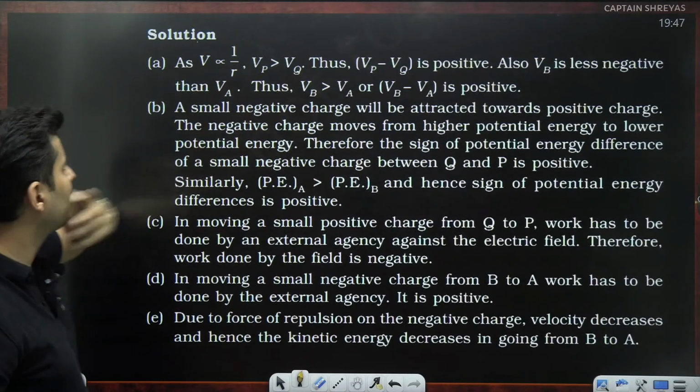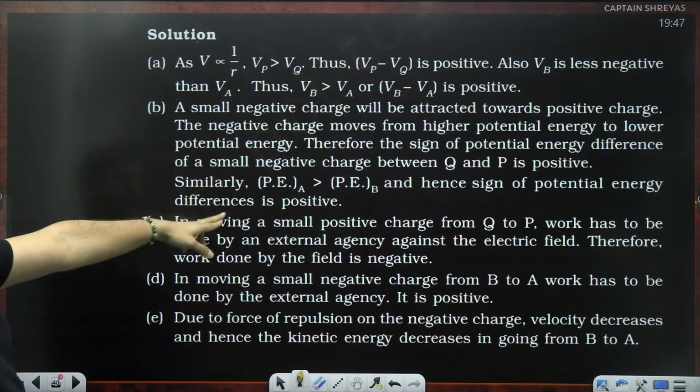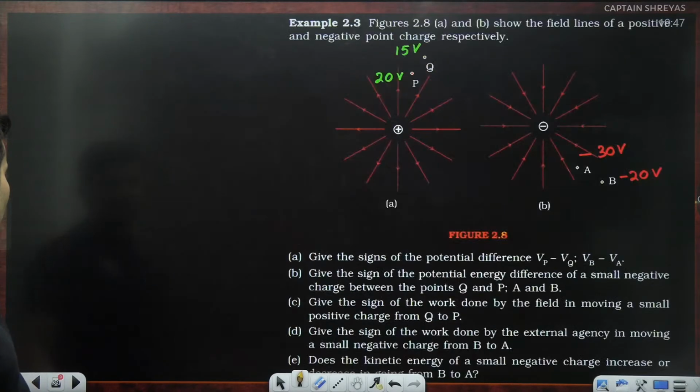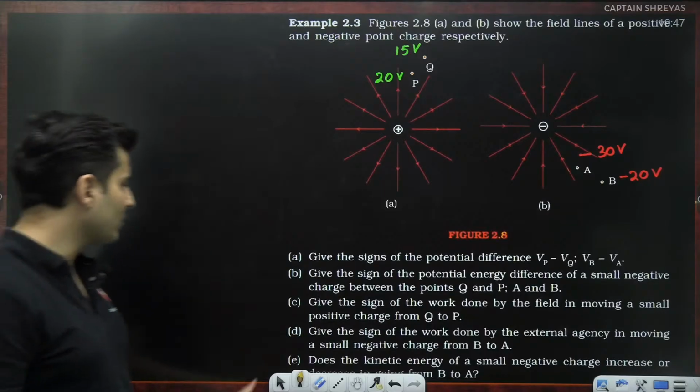First answer was positive. Yes. Second answer is positive. Yes. And this is negative. Yes. Perfect. We are on the right track. Let's go to the next one.